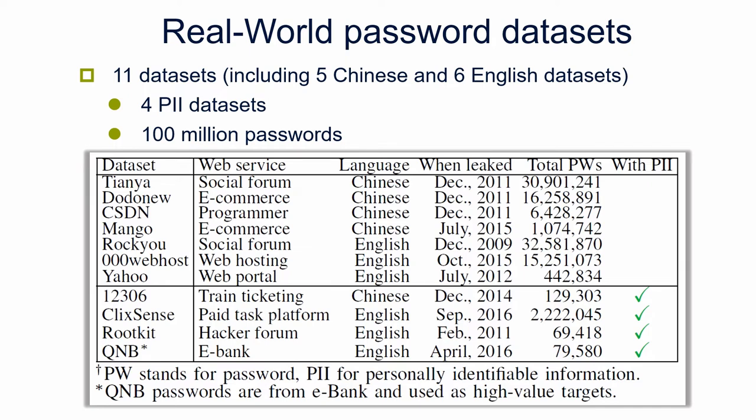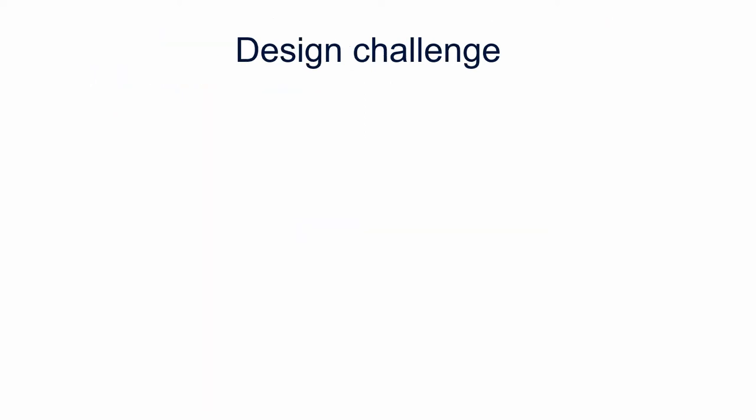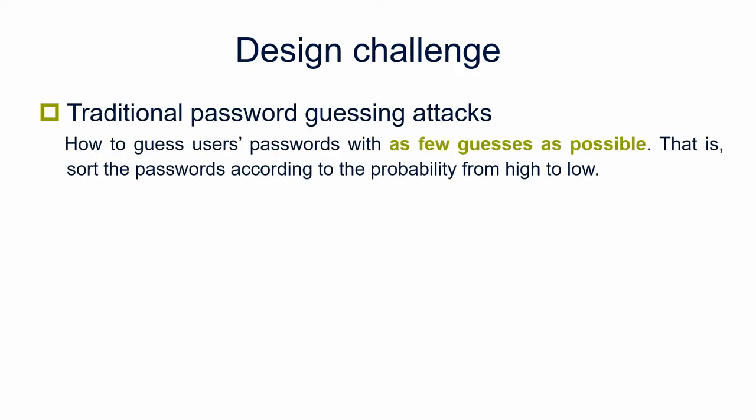4 of our password datasets are associated with various kinds of personal information. The method of generating Honeywords looks simple, but actually it's rather challenging. Here we explain why. The key point in traditional password guessing attacks is to guess users' passwords with as few guesses as possible. That is, sort the passwords according to the probability from high to low.